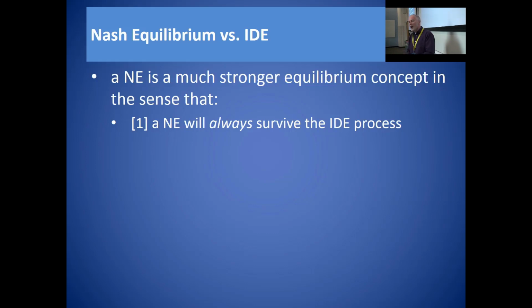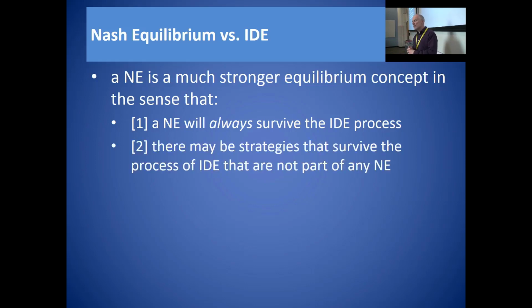So firstly, a Nash equilibrium will always survive that iterated dominance equilibrium process. So that process we went through, identifying strictly or weakly dominated strategies. If you do that, the Nash equilibrium will always survive that process. You would never exclude the Nash equilibrium. So that's point one. The second point, though, is that there may well be strategies that survive that iterated dominance equilibrium process that do not form any part of a Nash equilibrium.